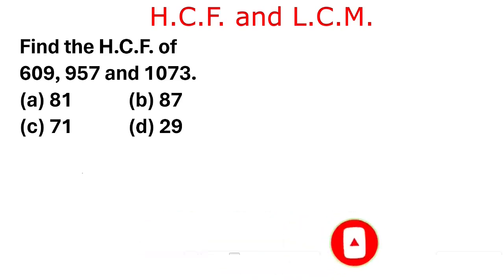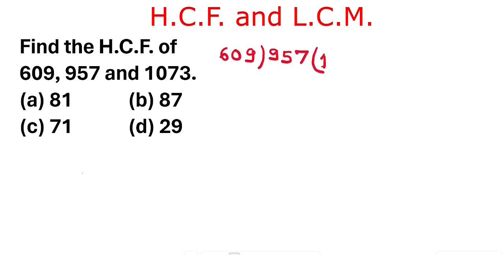We solve this question by division method. We divide 957 by 609. 609 divides 957 for one time. On subtracting 609 from 957, we get 348. 9 when subtracted from 57, we get 48, and 6 when subtracted from 9, we get 3. So it becomes 348. Now we divide the divisor 609 by 348.